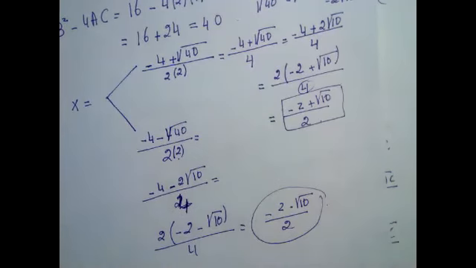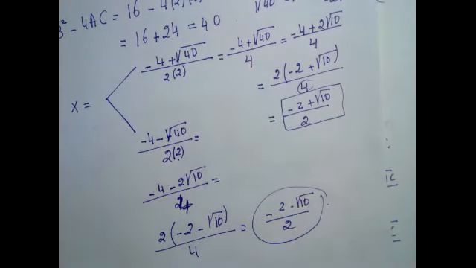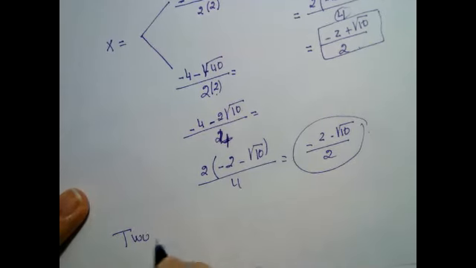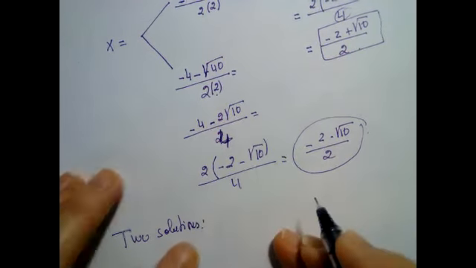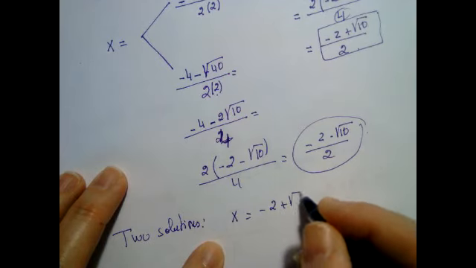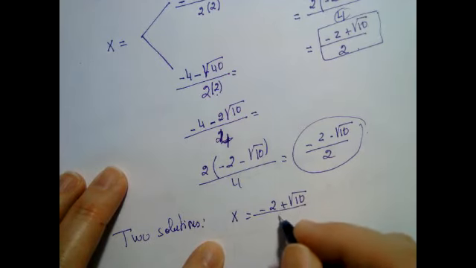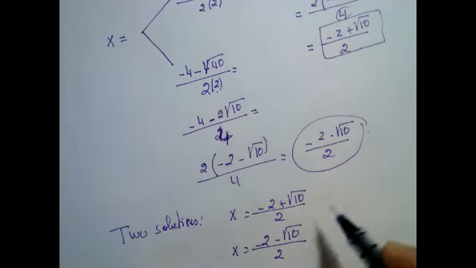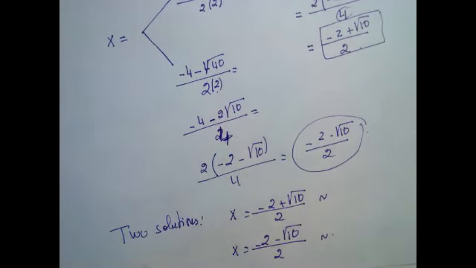End of the problem. Okay, so now we have two solutions. The first one is minus 2 plus the square root of 10 over 2, and my second one is minus 2 minus the square root of 10 over 2. And if we want the value, we can approximate it by using our calculator.